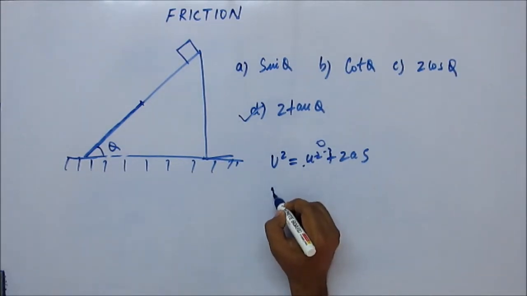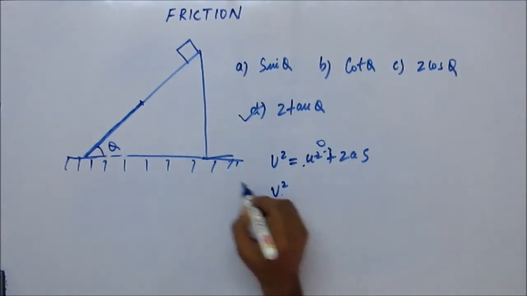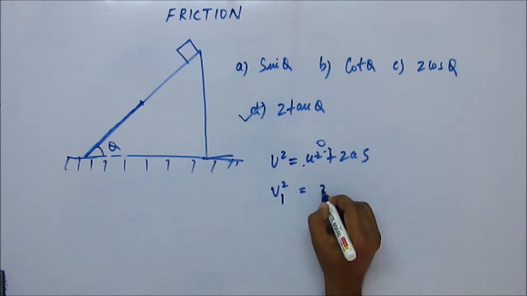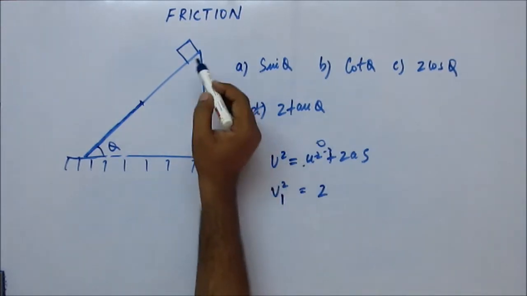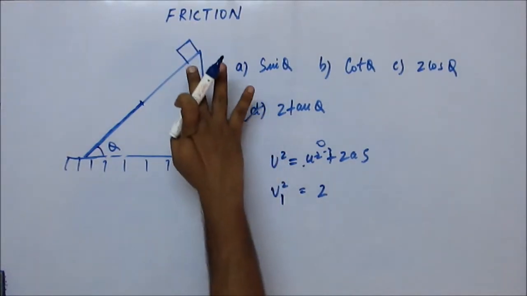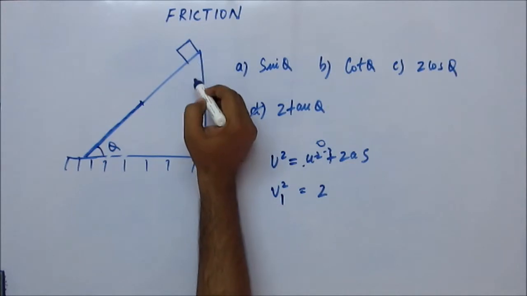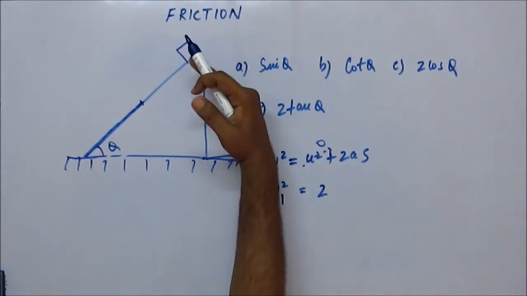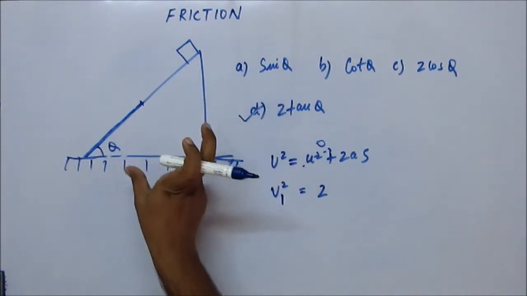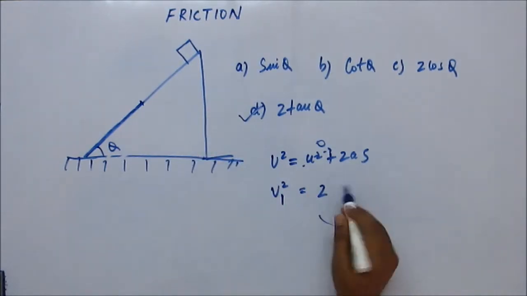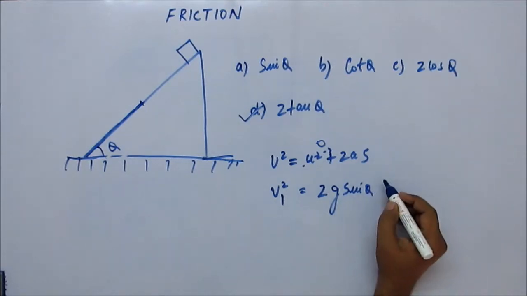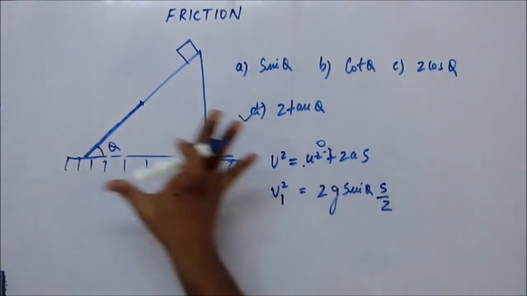So the final velocity v square, the velocity which it gains at this point, let me call that as v1. v1 square should be equal to 2 times acceleration. What will be the acceleration? Now, normal reaction and mg, normal reaction is perpendicular to the plane, so it has nothing to do with the motion along the plane. So mg is acting downward, mg cos theta is perpendicular, and mg sin theta is along the plane. So mg sin theta is the net force down the plane, so g sin theta would be the net acceleration. So it is coming down with acceleration of g sin theta, and the distance, suppose, is s by 2 if the total distance is s.